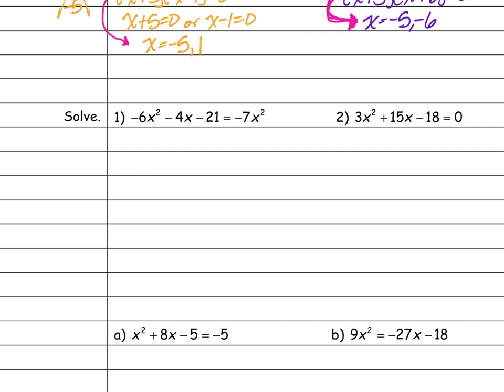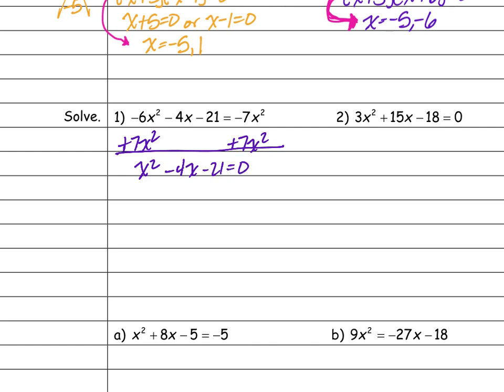Everything on the same side of the equal sign. Okay, so that means I'm going to add 7x squared to both sides. If I add 7x squared to this one, it just becomes 7 minus 6, 1. So this is x squared minus 4x minus 21 equals 0.